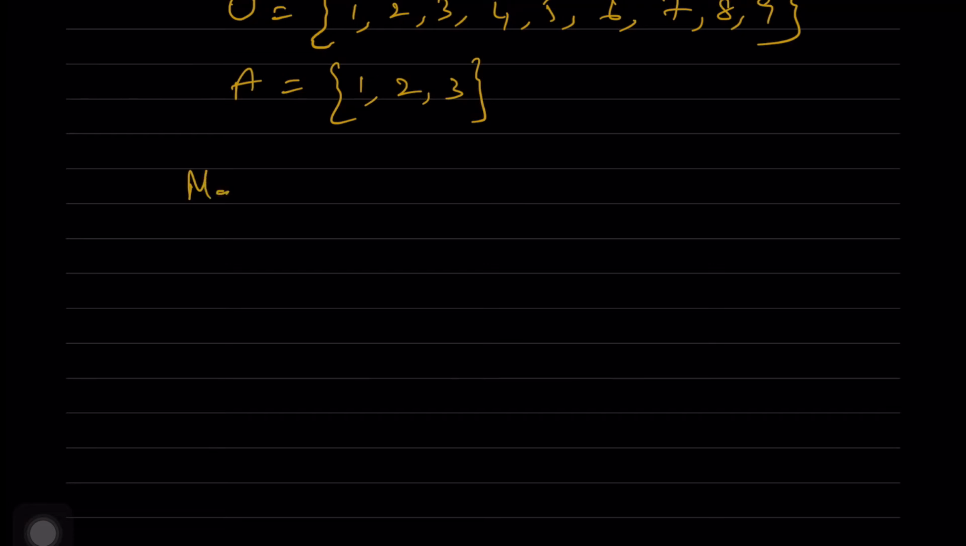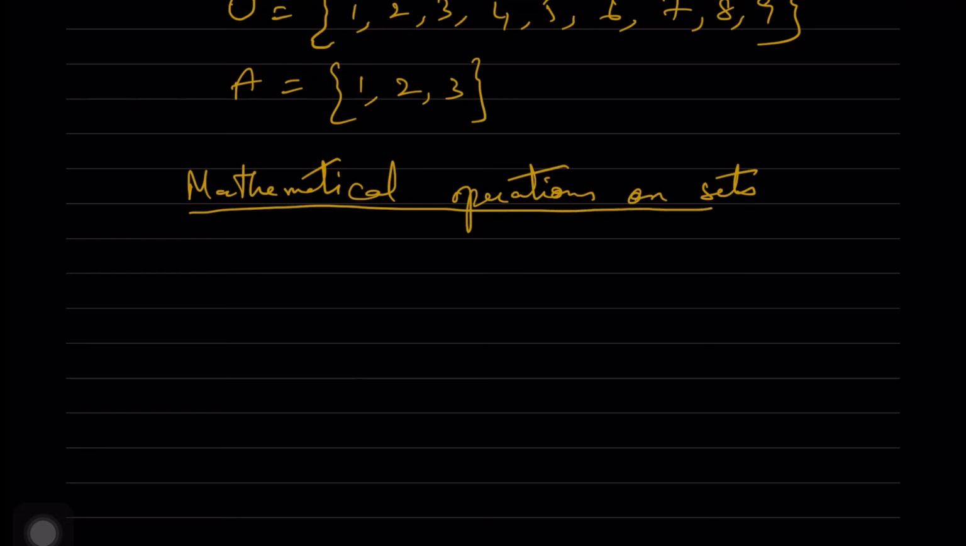We'll see mathematical operations on sets. So what are the different mathematical operations on sets? We'll see. First one is union of sets. So union of sets means it's combining both of them, and it is denoted as this U.